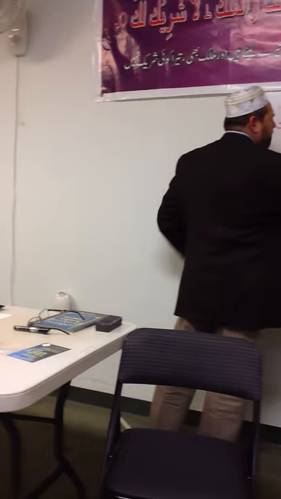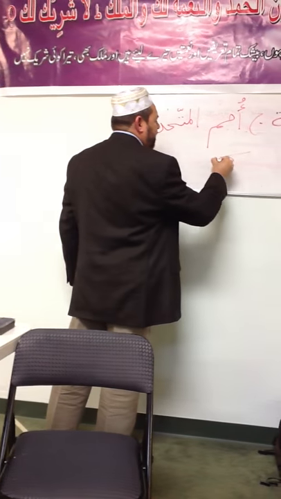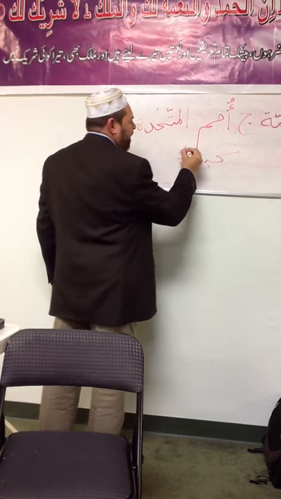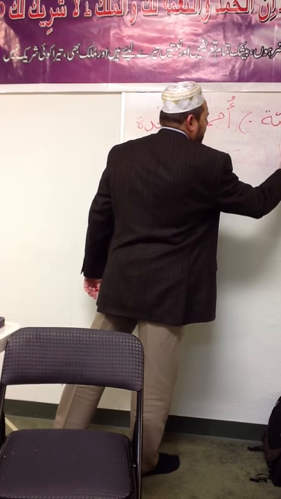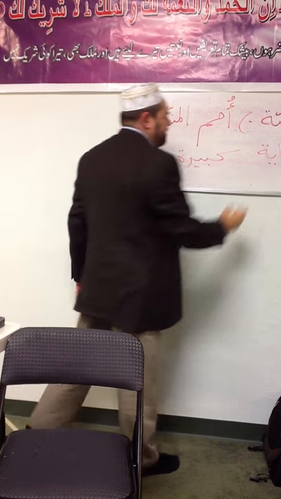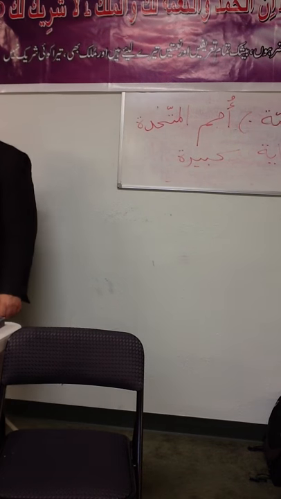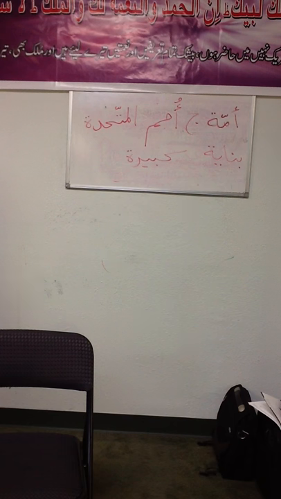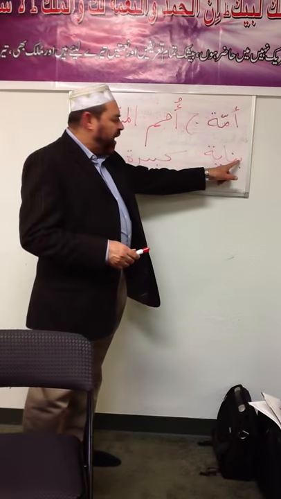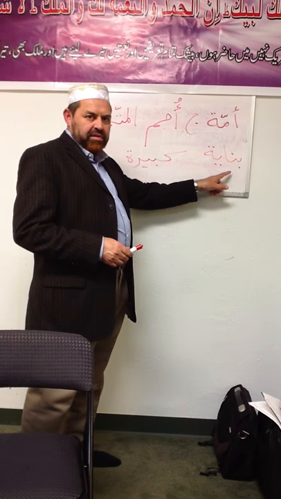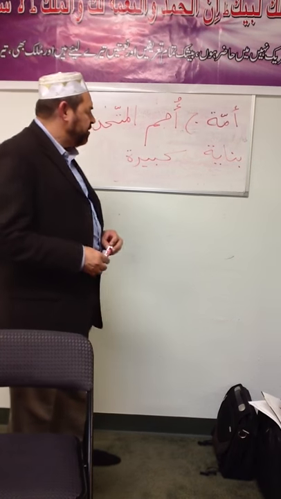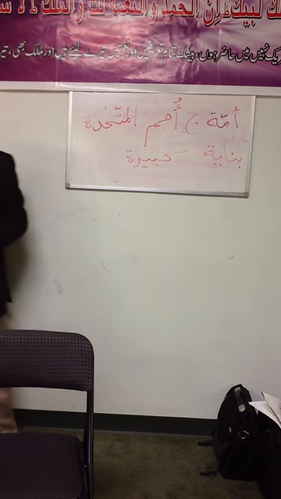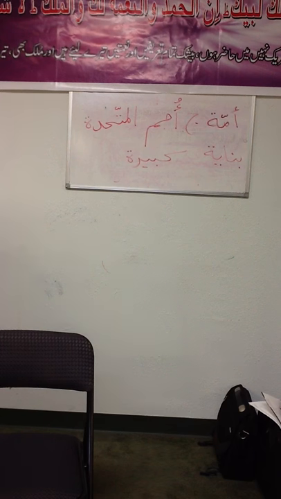Let me write the word Kabira. What's building? Binaya. I will write Binaya as well. This is the word Binaya for building. So Binaya al-Umam al-Muttahida Kabira. Is it from Bait? Binaya. No, it's not from Bait. It has a noon in it. Yes, ba, noon, alif, ya, and ta marbuta, binaya.